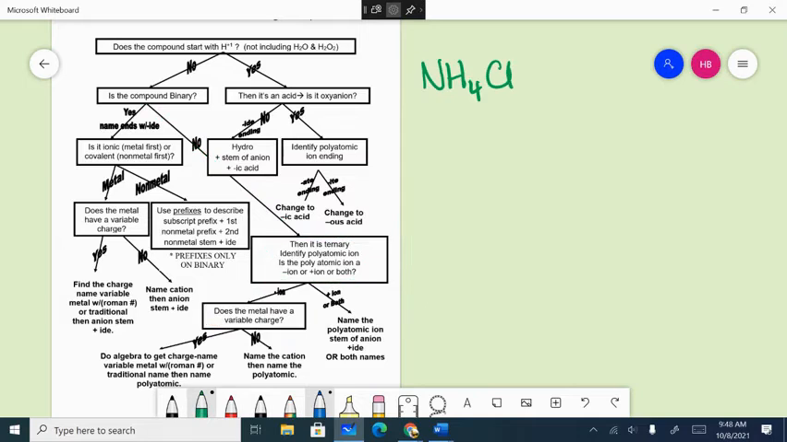Does not start with H+. It is not binary, therefore it is ternary. We're going to identify the polyatomic ion. Remember, the first thing we're going to do is look and see, does it start with NH4? This time we're going to say yes. So this is a positive ion. And then it says name the polyatomic ion, stem of anion in IDE.